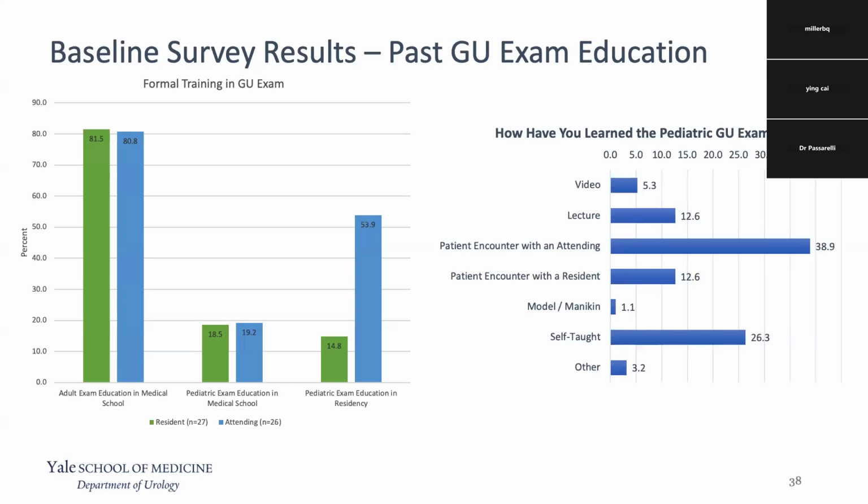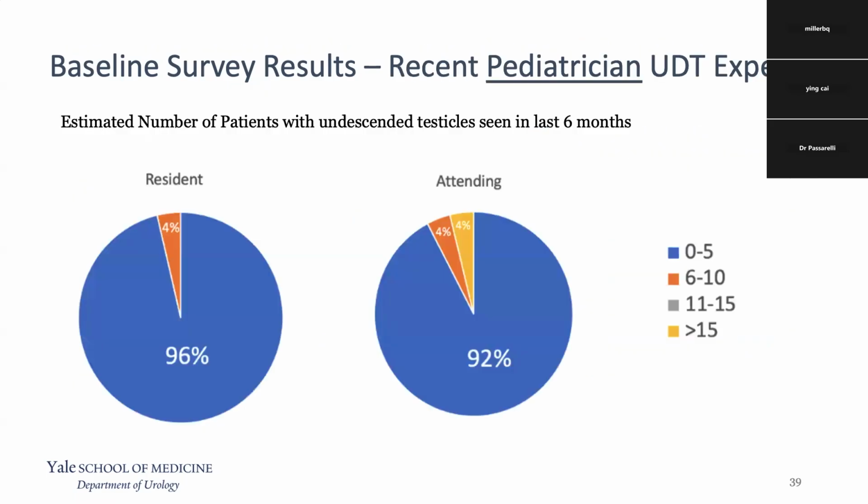And then we asked how they learned how to perform the exam. The highest response was patient encounter with an attending at 40%, followed by self-taught at about 26%. And so again, this showed that the global needs assessment that I talked about before, which showed these same problems, was also true at the local level of the institution.